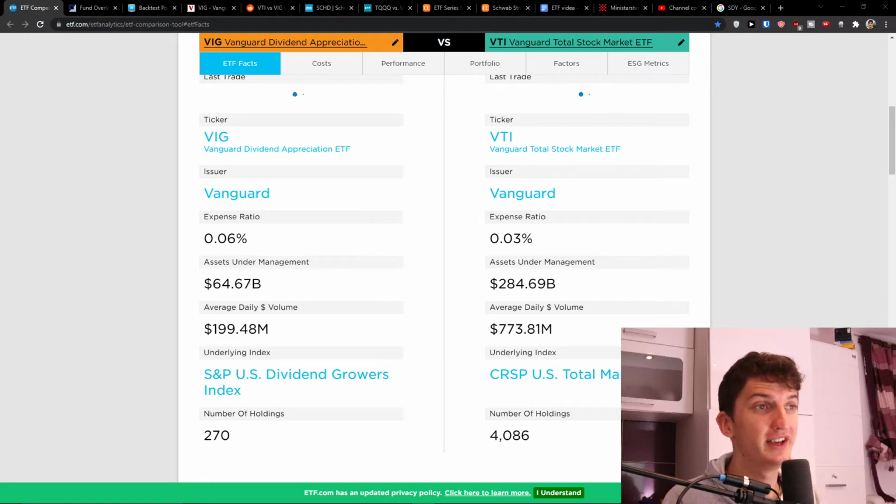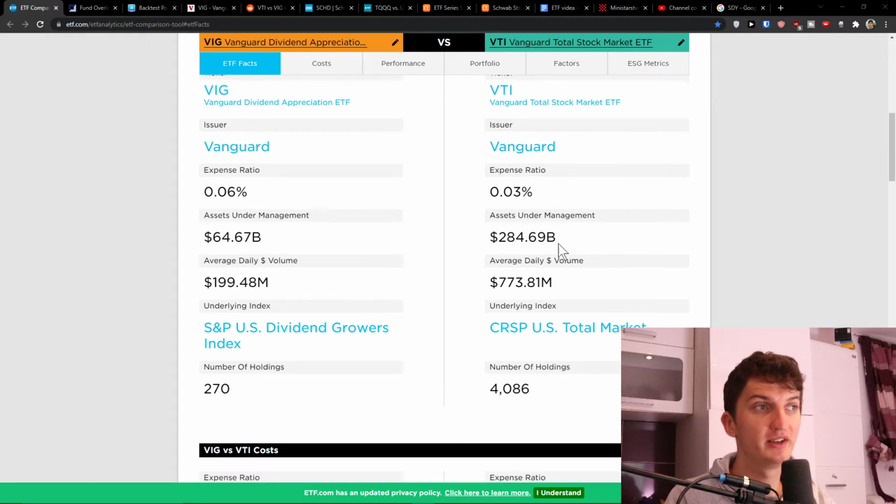Now you see right here, the expense ratio is a little bit higher with VIG. Assets under management is better with VTI, and even the average daily volume is also better with VTI. We can clearly see that VIG has an expense ratio higher by 0.03%, which is not much. But again, it's higher compared to VTI, and there are more assets under management on the VTI side. So VTI in these regards is better.